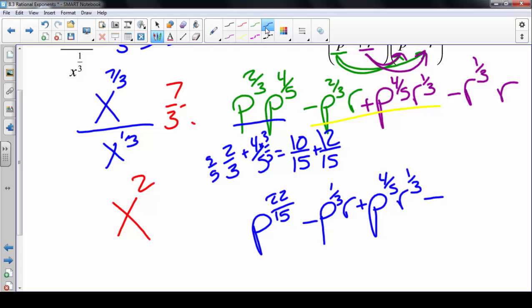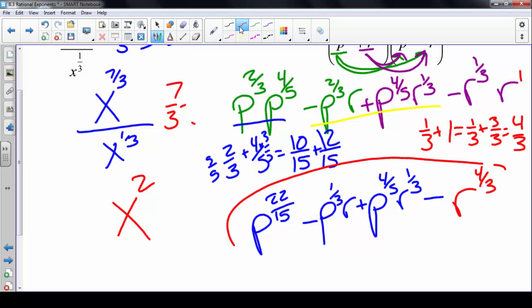Now remember, there's a 1 here that we're just not writing, and so we have 1/3 plus 1, 1/3 plus 3 over 3 equals 4/3, so minus r to the 4/3. And you can leave it like that. So the key things here, just make sure you keep in mind your exponent rules and your fraction arithmetic.